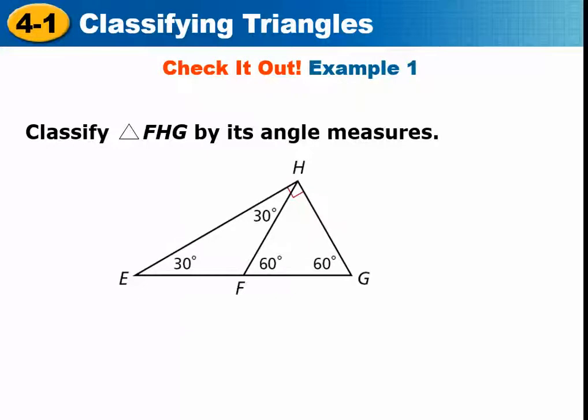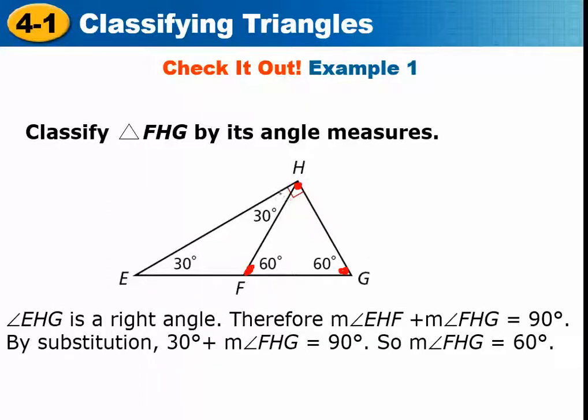Okay, now we have to classify FHG. Now find that triangle. Here's F, here's H, and here's G. So don't just assume that it's going to be a right triangle just because one angle is right, because the triangle that we're looking at, there is no right angles.